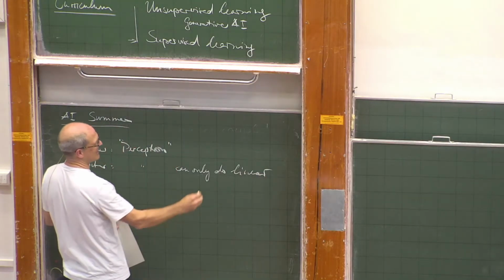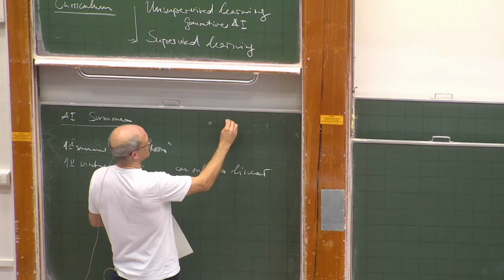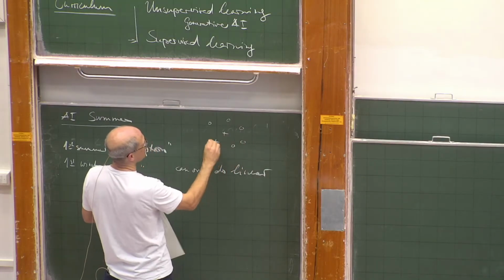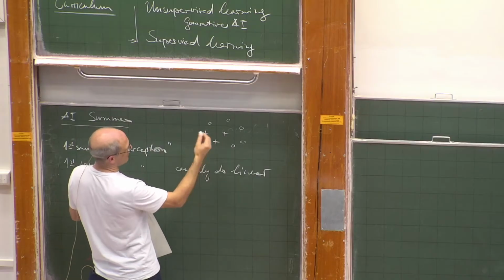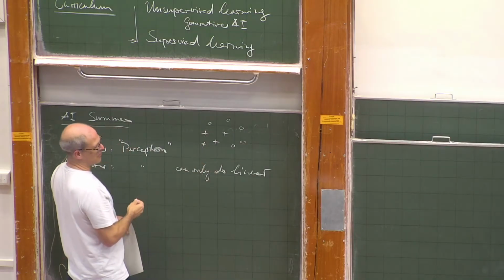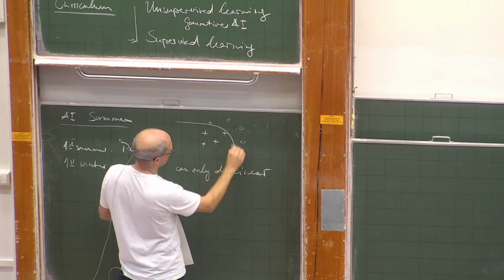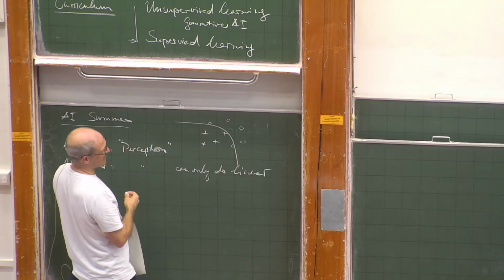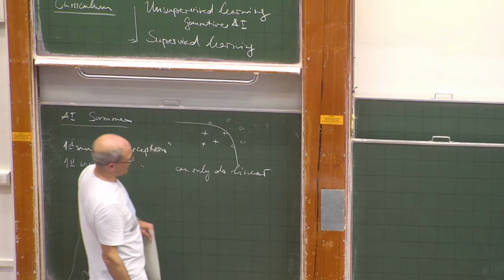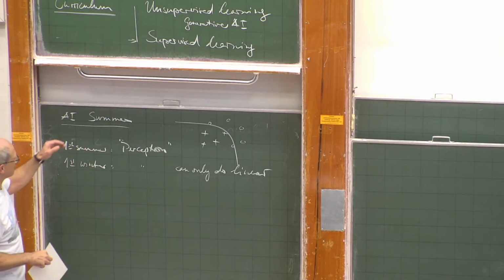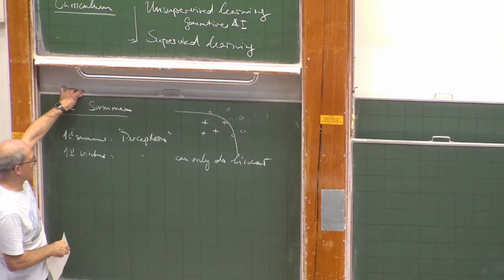So, in other words, in supervised learning, you often see pictures like these. We have 2 classes here, and you would like to learn some decision boundary. And here, the decision boundary, the optimum one would, I don't know, perhaps look something like that. But perceptrons could only do linear. And then people were very disenchanted and fell out of love with the field for some time.